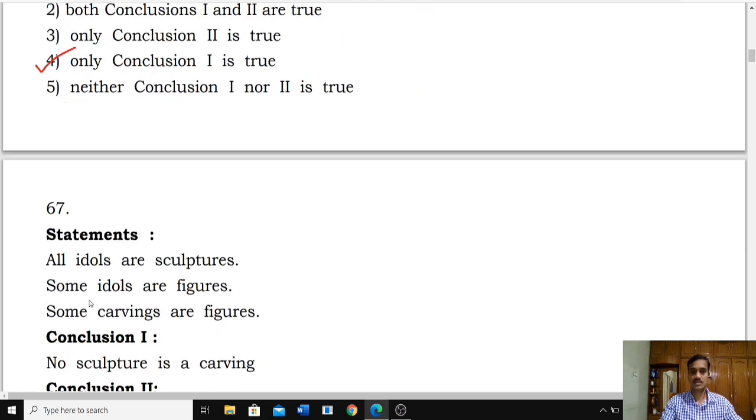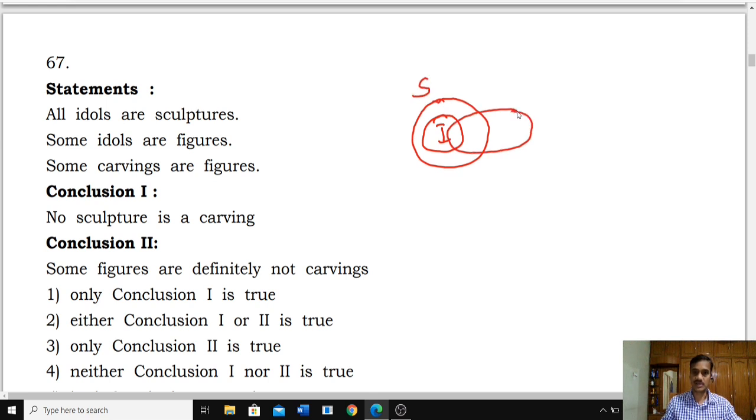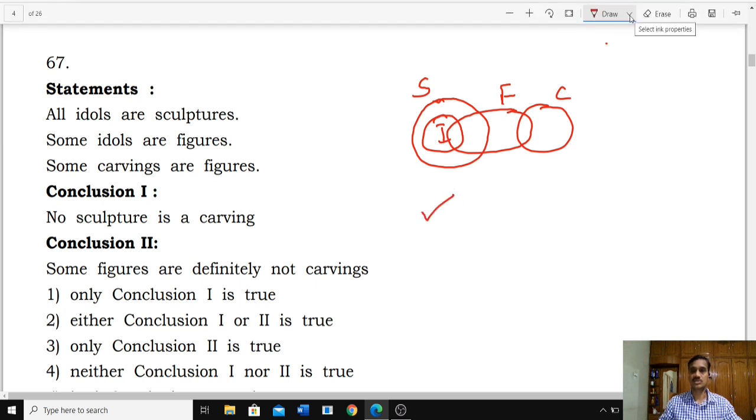Then 67, all idols are sculptures. These are the idols which are sculptures. All these idols are sculptures. And some idols are figures, idol and figure. And some carvings are figures. Then no sculpture is a carving. Sculpture is here, carving is here, no intersection between these two, that is definitely true. No sculpture is a carving is true. And second one, some figures are not carvings. These are the figures which are not carvings, this is also true.